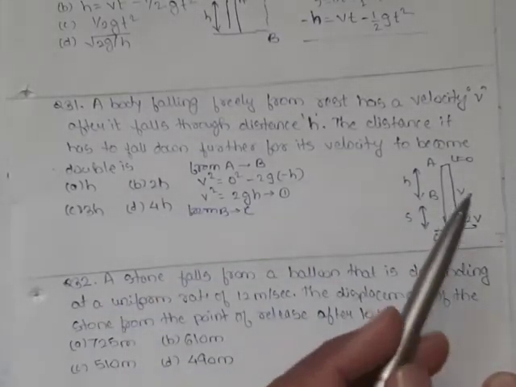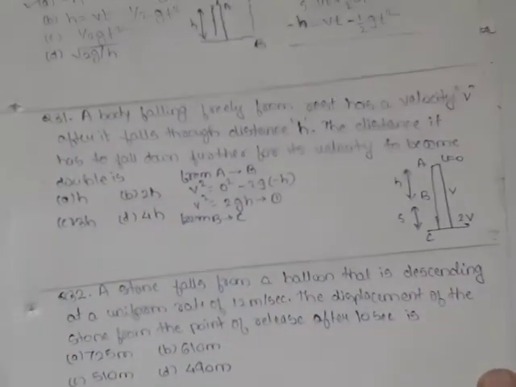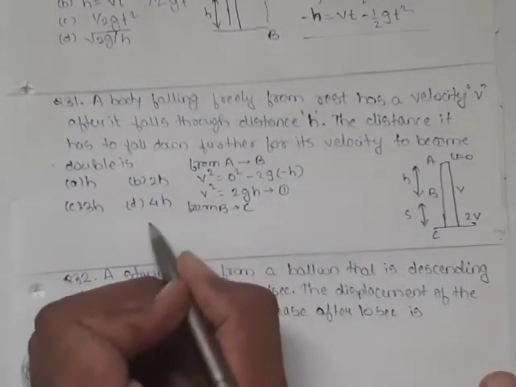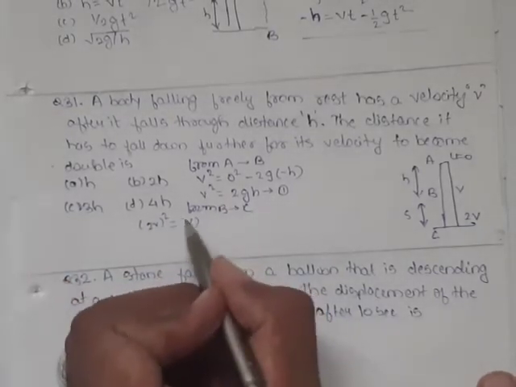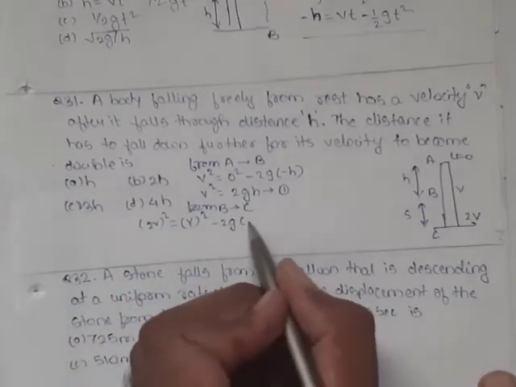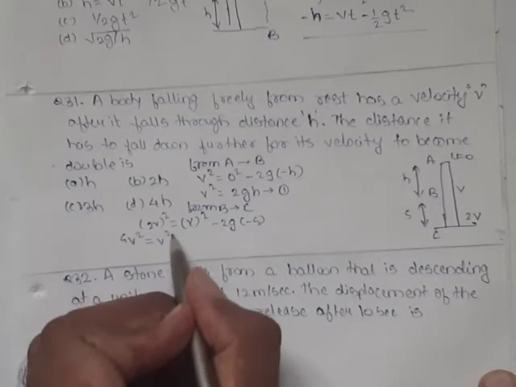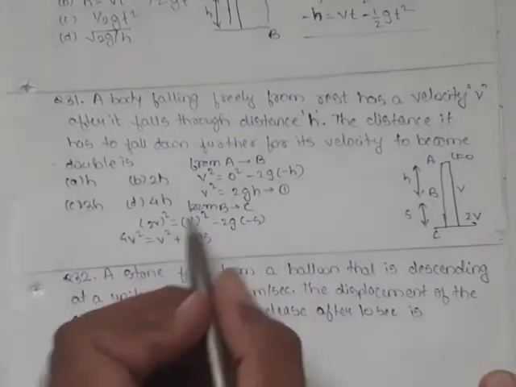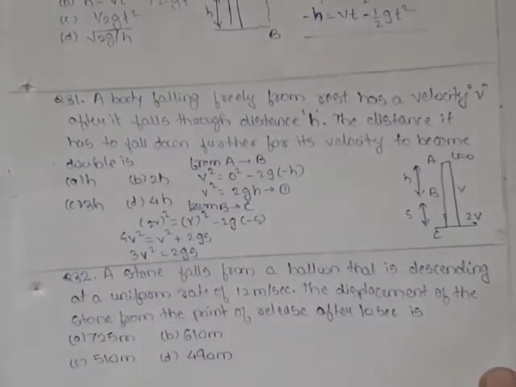Now we'll see the journey from B to C. From B to C, the initial velocity at B is v, and the final velocity at C is 2v. So our equation v square equal to u square plus 2as becomes: the final velocity at C is 2v, so it is (2v) square equal to u square, initial velocity is v, so (v) square, minus 2 into g, and here h is nothing but minus s. So if you expand, this becomes 4v square equal to v square plus 2gs. This v square taken to the left becomes 3v square equal to 2gs. We have to find the value of s.